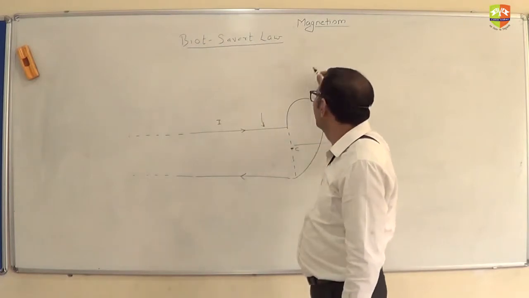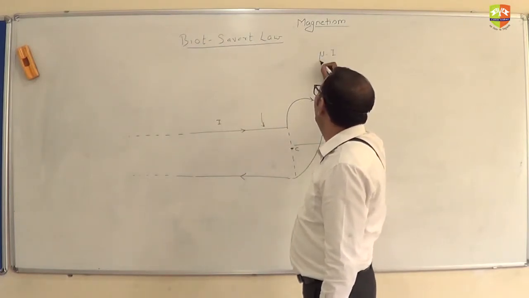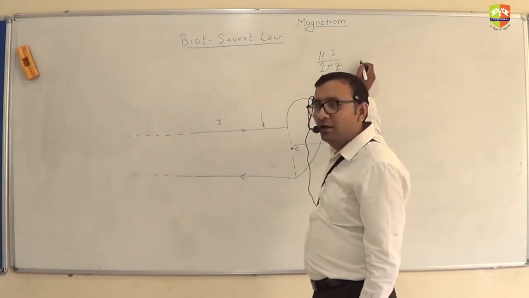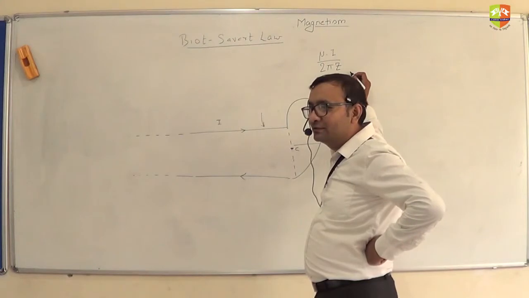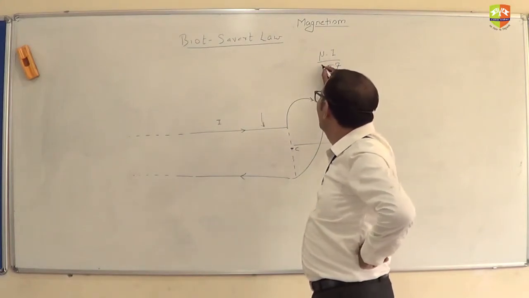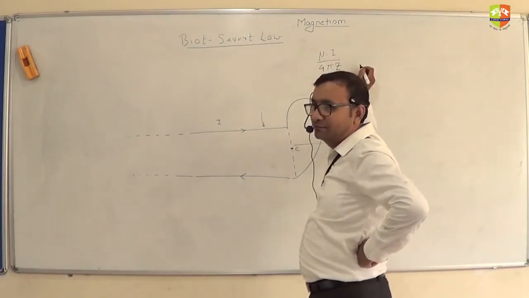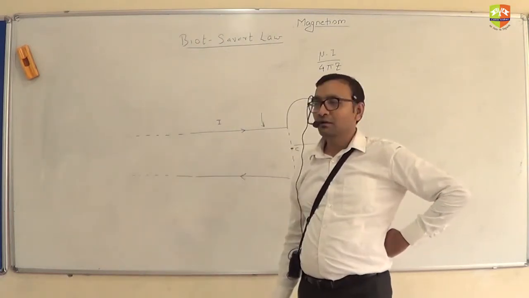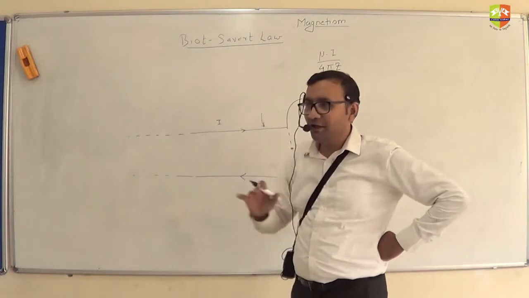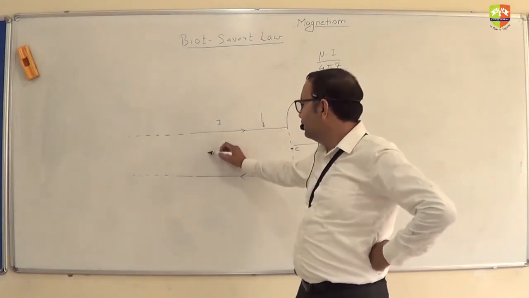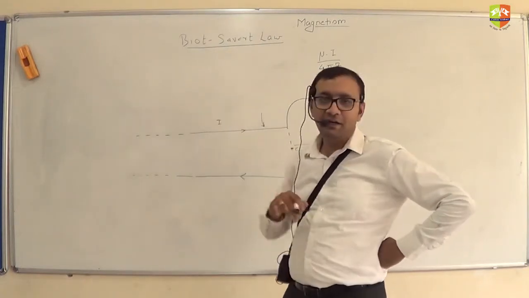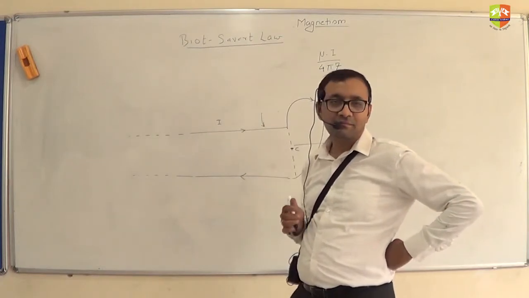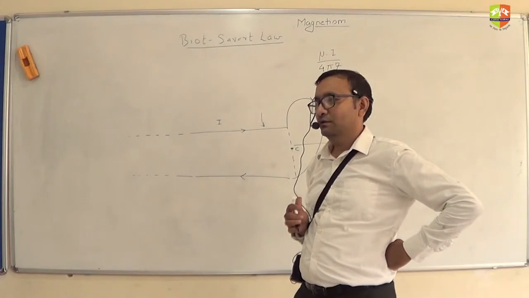Not mu naught I by 4 pi R. Mu naught I by 2 pi R is the formula, right? For infinite, is it the formula? No. But the answer is mu naught I by 4 pi R. Why? Because it is semi-infinite, only one side. Theta 1 is 0, theta 2 is 90 degrees. If it were here, theta 1 and theta 2 would both be 90 degrees, and that is called infinite.